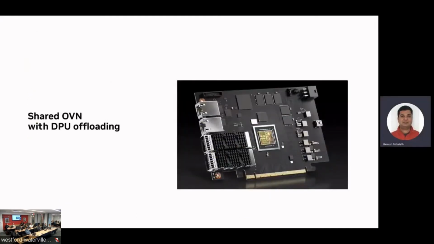OVN-Kubernetes supports using hardware-backed devices like SR-IOV virtual functions inside pods. DPUs can provide this. For those who are not aware, a DPU or data processing unit is a system on chip suitable for use mainly in data centers. It consists of a high-performance network interface, a programmable multi-core CPU, typically ARM, and flexible and programmable acceleration engines.